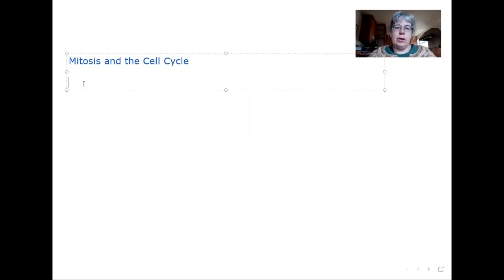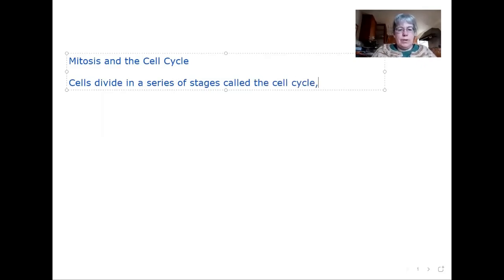Moving on from looking at chromosomes, we now need to think about how they're moved and manipulated when cells divide, and that's in the cell cycle, and the main cell division part of that is in mitosis. So basically, though, cells divide in a series of stages called the cell cycle. Okay, that's quite simple, really, isn't it? And it is quite a simple process.